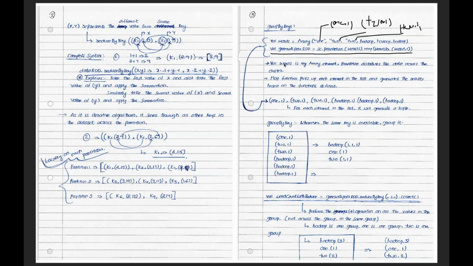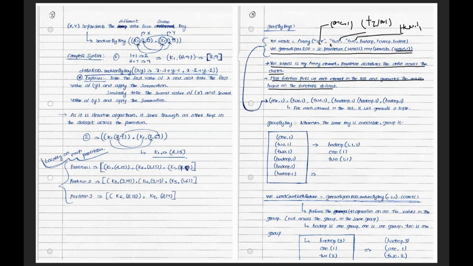Now let me explain this one. Val word is my array element. Parallelize distributes the data across the cluster. Are you with me? Now, the map function picks up each element in the list and generates the results based upon the function defined. What is the function defined? I'm telling it, for each word add 1.